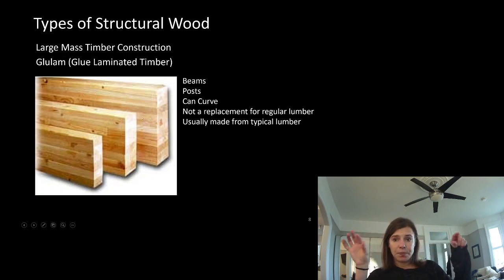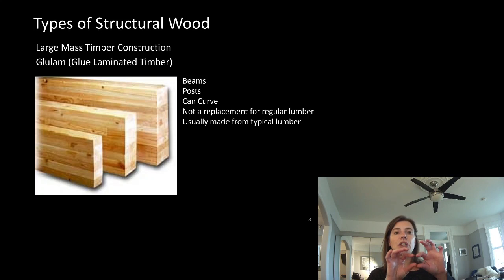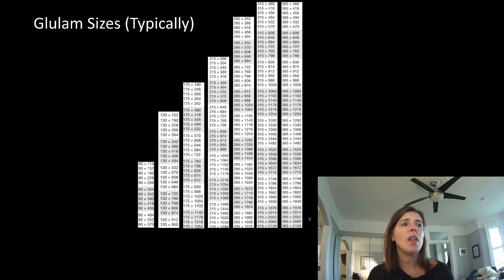Because we have essentially small members, we can curve them ahead of time and then glue them together. It's a lot easier to curve a small element than it is a big element. Here are some typical glulam sizes that come straight out of the wood code.